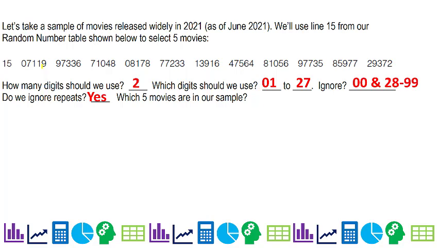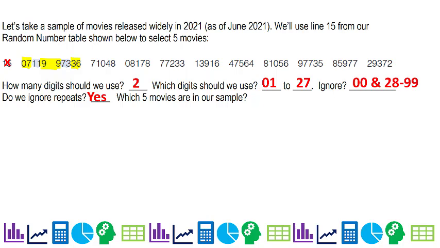So which 5 movies are in our sample? We're going to take these numbers here. We're going to go ahead first and figure out our sets of digits, all right? Now, you'll notice 0, 1 to 27 is not very big, so a lot of our pairs are probably going to be outside. So let's first of all ignore the 15. That was part of the line number, remember? Okay, so we're going to pick 0, 7, then 11, then 99, then 73, then 36.